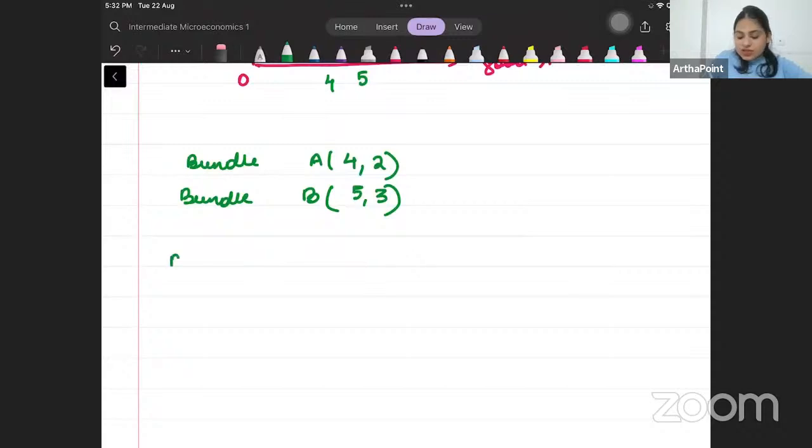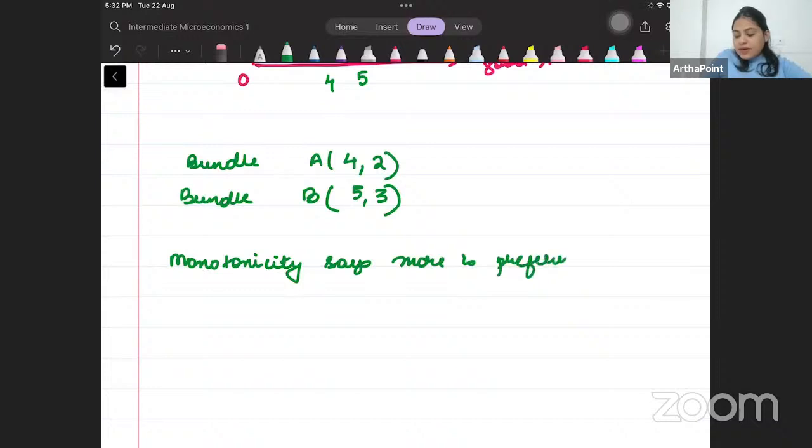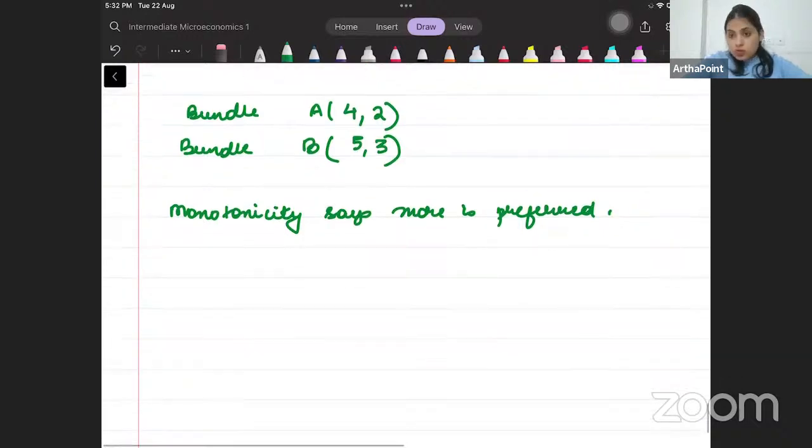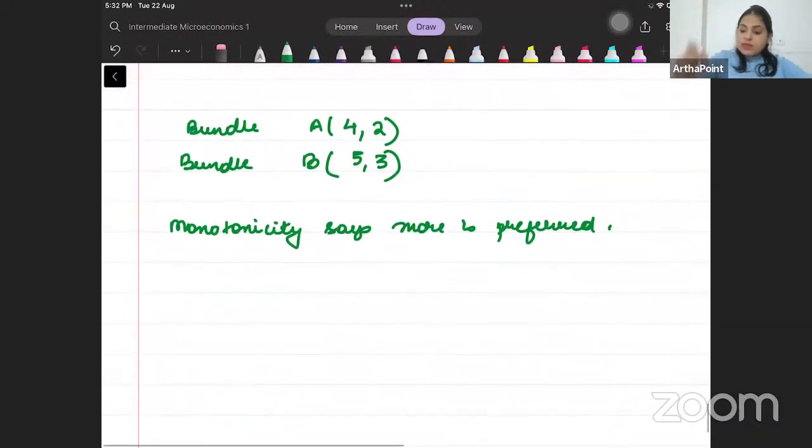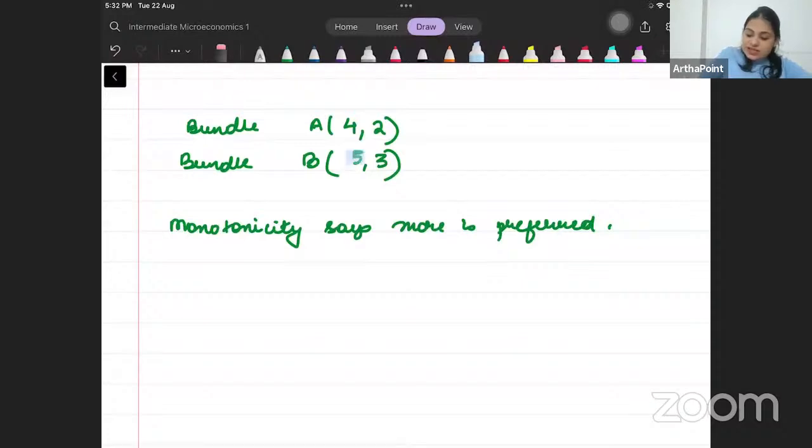मोनोटोनिसिटी की डेफिनेशन से समझो. सो मोनोटोनिसिटी सेज मोर इज प्रेफर्ड, है ना. सो बेटा बंडल B में दोनों ही गुड ज्यादा हैं, गुड 1 भी और गुड 2 भी. बंडल B हैज मोर ऑफ बोथ द गुड्स. सो बिकॉज बंडल B हैज मोर ऑफ गुड X and more of good Y, B should be preferred to A.